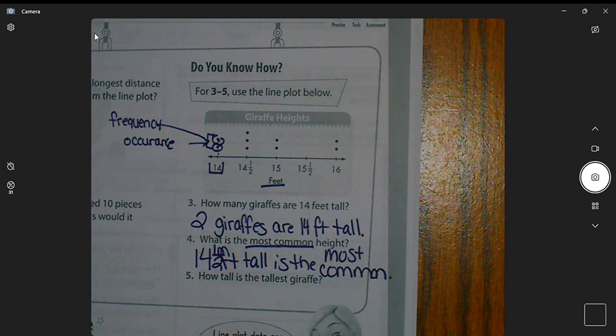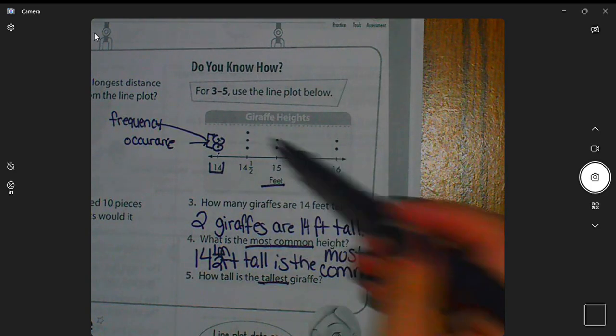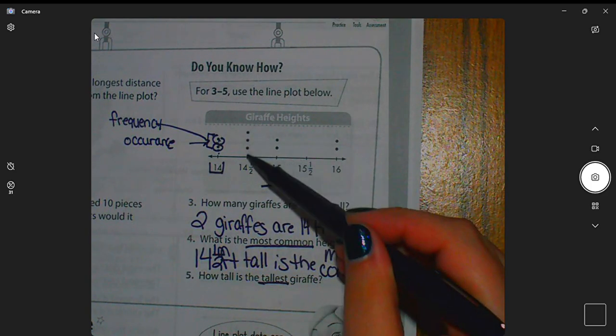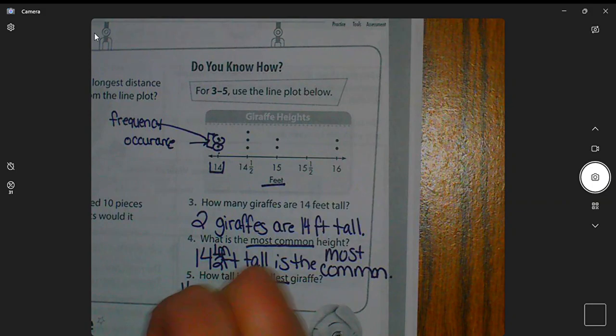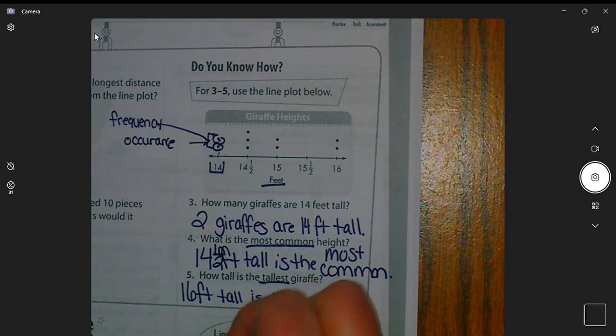How tall is the tallest giraffe? Now, when it's asking about the tallest giraffe, I won't look to see which number has the most above it. I'm going to look to see what is my greatest number. So what is my greatest number that has an occurrence or a dot above it? You've got this. 16 feet tall is the tallest.